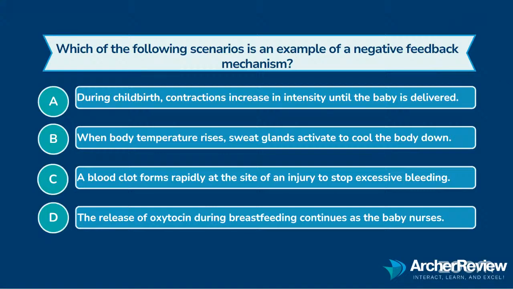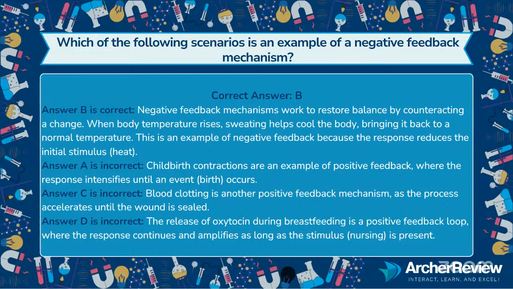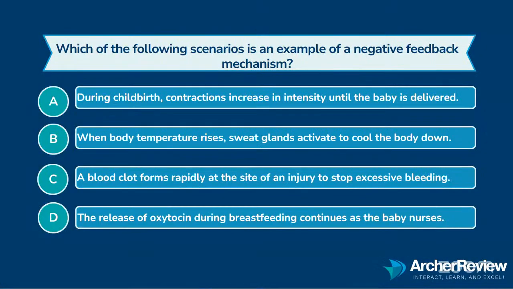Ready for the reveal? Correct answer is B. Okay, so remember, negative feedback, B. When body temperature rises, sweat glands activate to cool the body down. Remember, negative feedback works kind of like our AC or our furnace does. We have a range, we have a temperature we're trying to keep it at. In the case of our body, we're trying to be at 37 degrees Celsius or 98.6 degrees Fahrenheit.